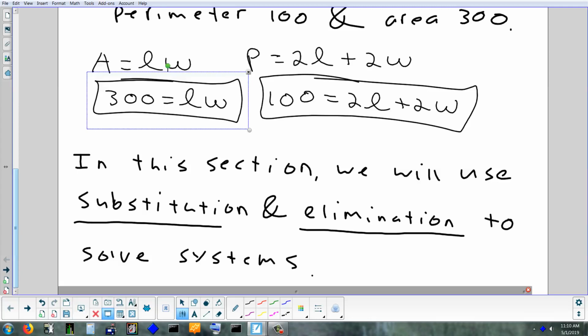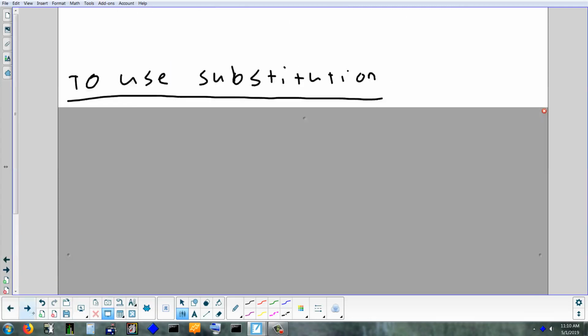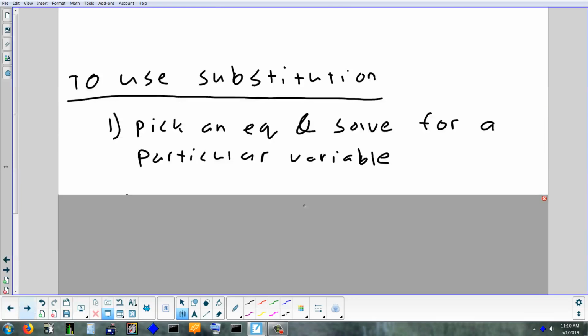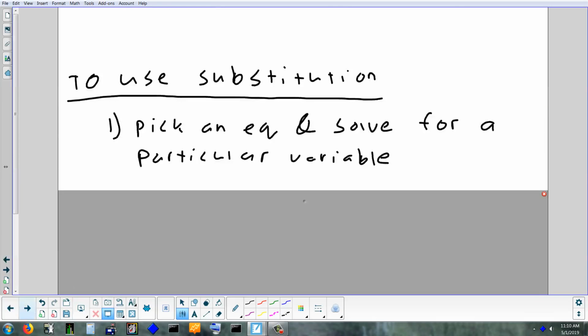So I'm just going to briefly explain what substitution is. If you already know it, and you don't feel you have to write anything down, then don't worry about it. But we're just going to quickly go over what it is. The way you do substitution is you pick one of your equations and you get a variable by itself.